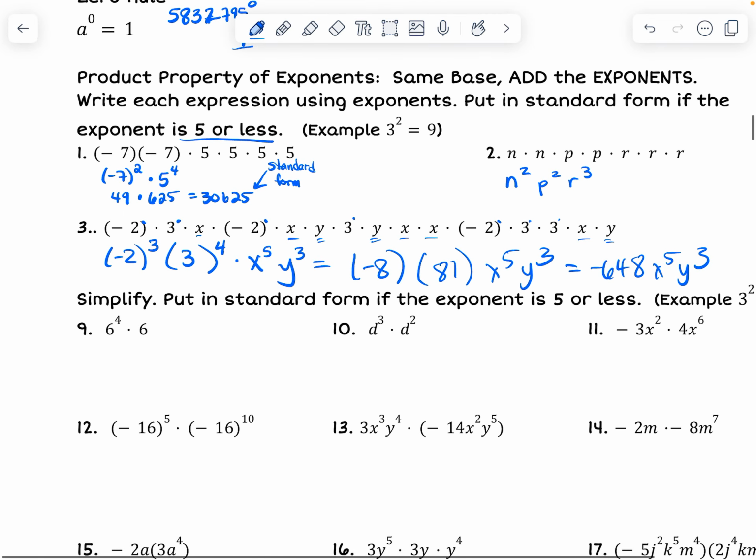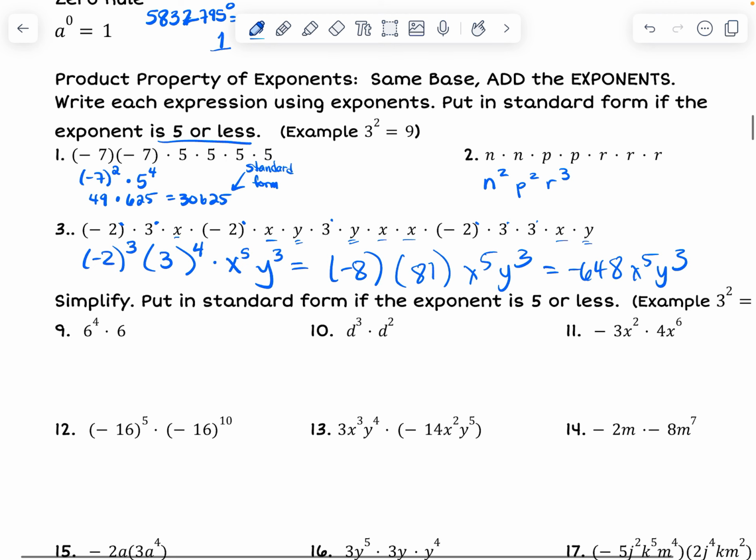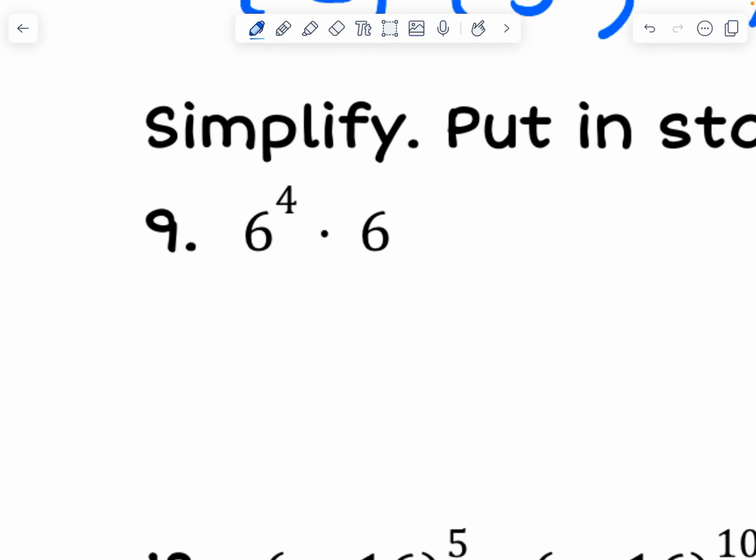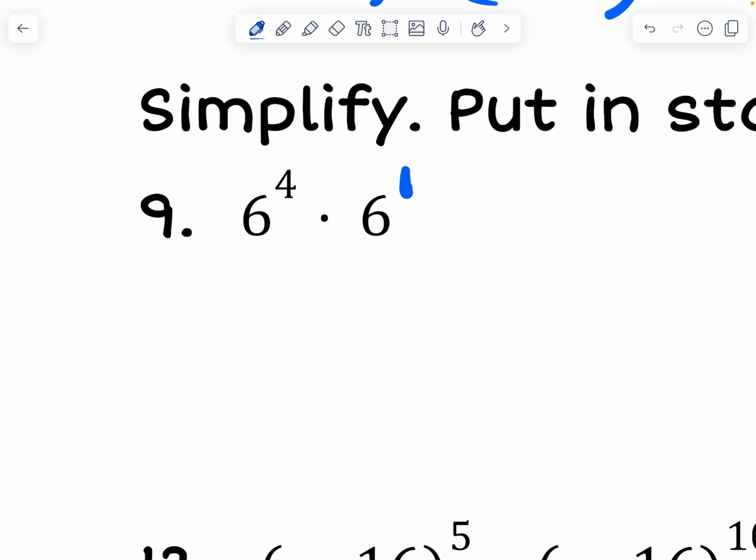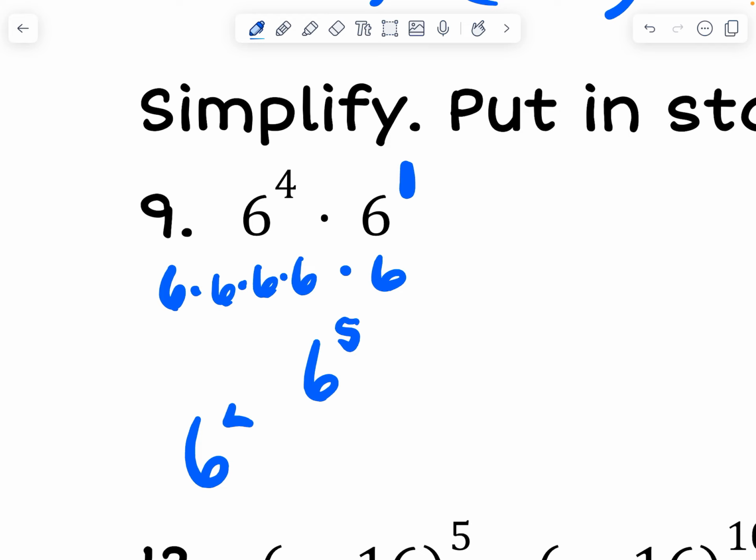Okay, let's come down here. It says simplify, put in standard form if the exponent is 5 or less. Okay. So we can do it the long way and write 1, 2, 3, 4, and then one more. How many do we have? We have 5. Or we could have just done 4 plus 1. That would still get me 6 to the 5th. And 6 to the 5th is going to be 7,776.